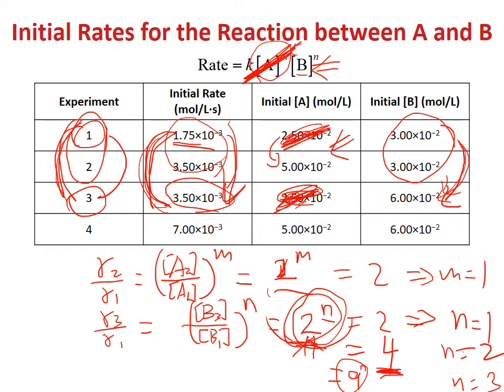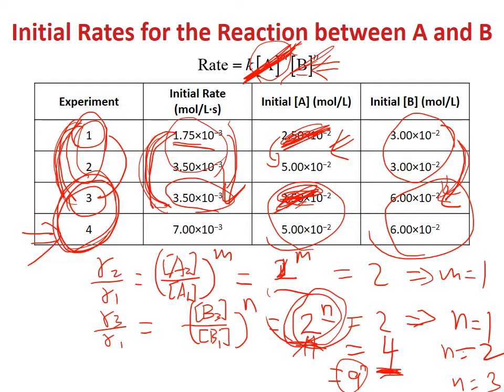Now I also want to point out that experiment 4, in this case, is extra information that is not necessary, because we only need 1 and 2, 1 and 3, to get m and n. However, you can also choose, for example, 4 and 3. If you choose 4 and 3, then you will see they have the same concentration of B, so you don't look at B, and from A you can find m. So there are many ways to solve this sample problem.